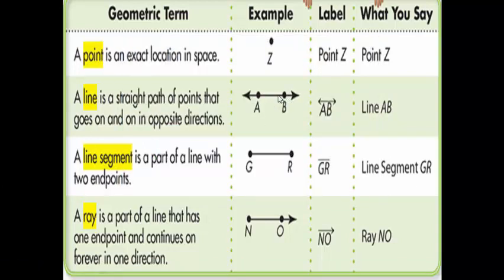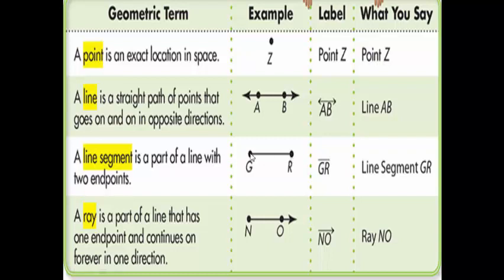This line is unstoppable. You cannot know where the start of this line is and where the end of this line is. So we have to know the name of this, and the name of this is line. Here we have a line segment. In a line segment, you know where the start is and where the end is.